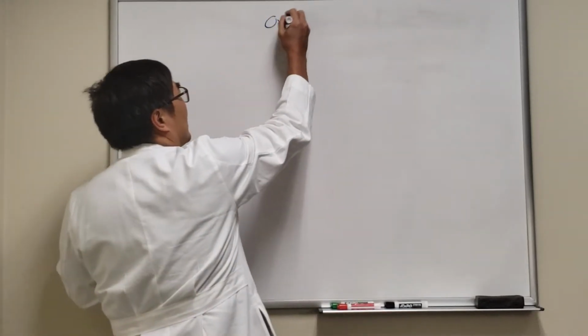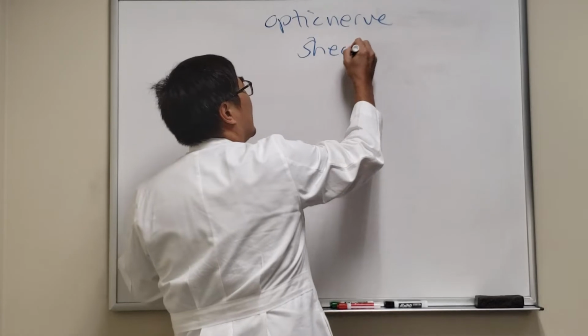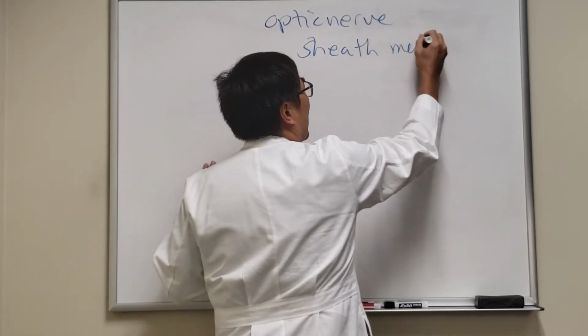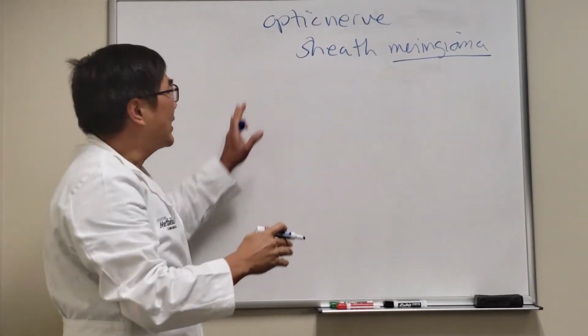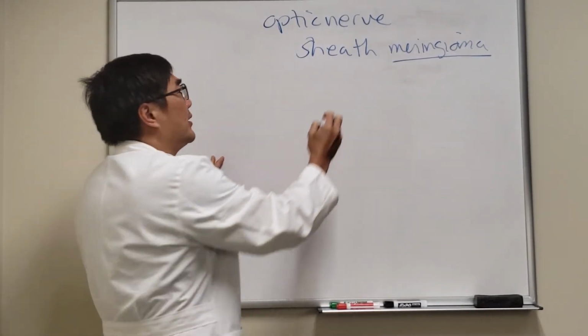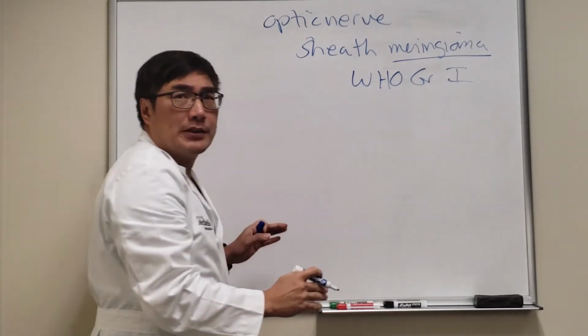So I want to talk to you a little bit about optic nerve sheath meningioma. And the major thing you need to know right off the bat is that meningioma is usually a benign tumor, and sheath meningiomas are typically WHO grade 1 benign meningiomas.